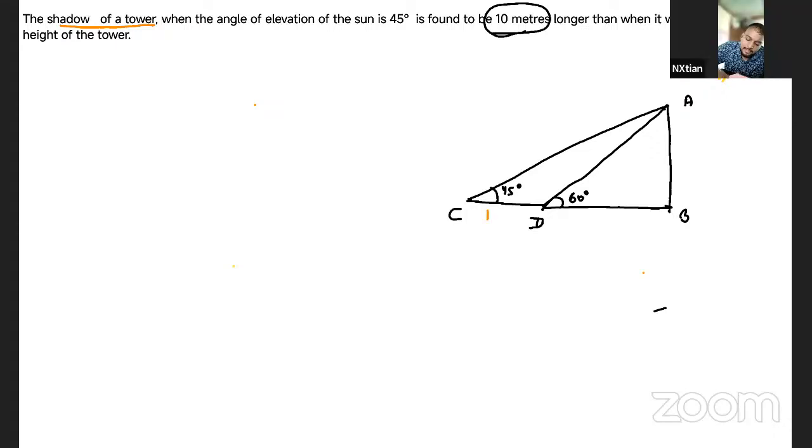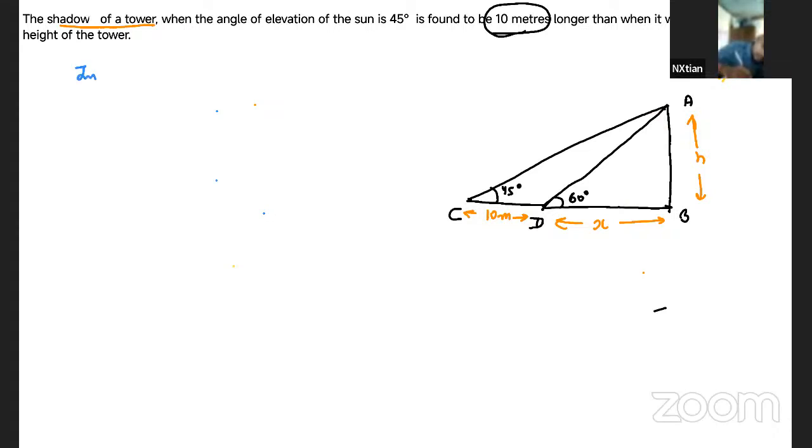So it is given that the 45-degree shadow is 10 meters longer than the 60-degree shadow. Now this is the height of the tower which I'm denoting by h, and this distance I'm denoting as x. So how will you solve this? Now please pay attention because you have to do two triangles here. Which two triangles are here? The first triangle is ADB.